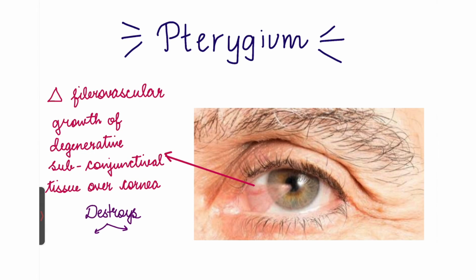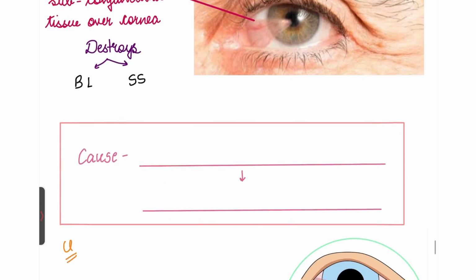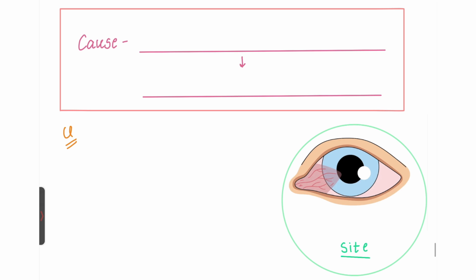Pterygium is a triangular fibrovascular growth of degenerative subconjunctival tissue over the cornea. This growth destroys the Bowman's layer and the superficial stroma. The cause of this growth is limbal stem cell deficiency. This limbal stem cell deficiency causes activation of matrix metalloproteinase.